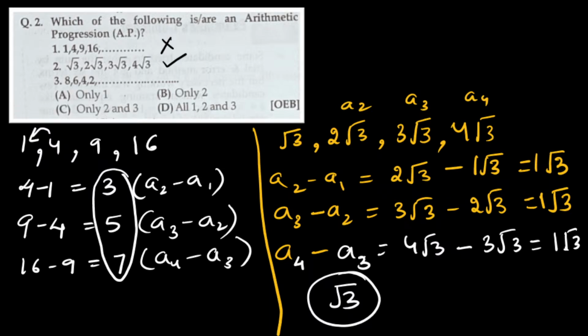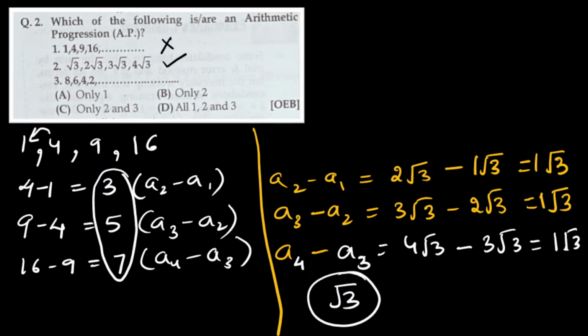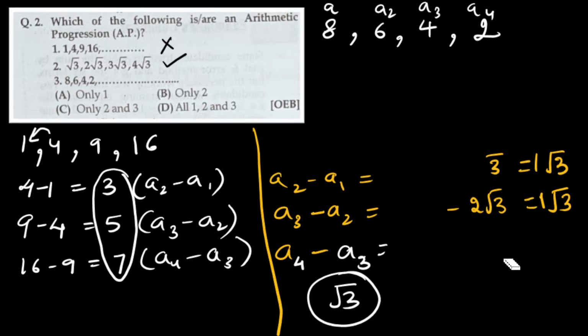Let's check for the third sequence as well. The third sequence is given to us as 8, 6, 4, 2. In this one A is 8. Then a2 is 6, a3, then a4. So these terms I have written. For all I have to check all the differences. If all are same, then the given sequence is AP.